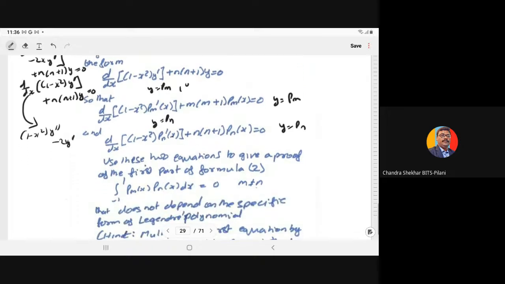Now use these two expressions. They are giving the question: use these two equations to give the proof of the first part of formula 2. What is formula 2? That is the orthogonality.